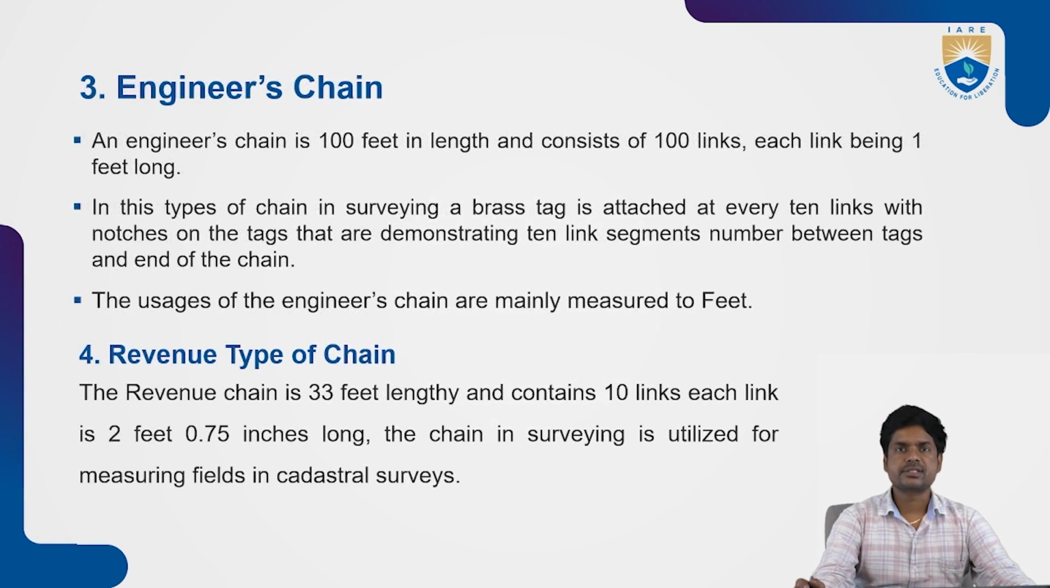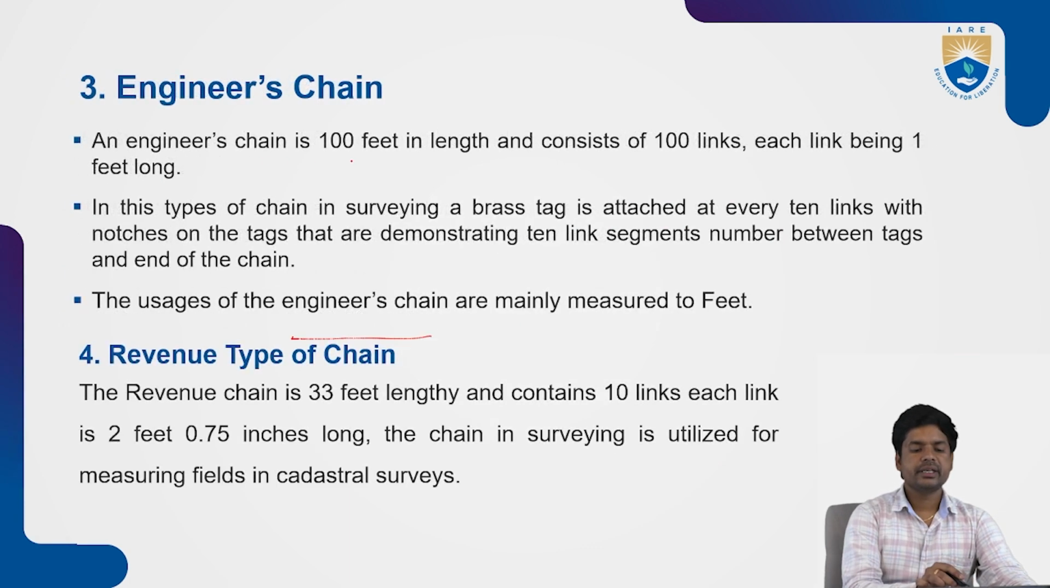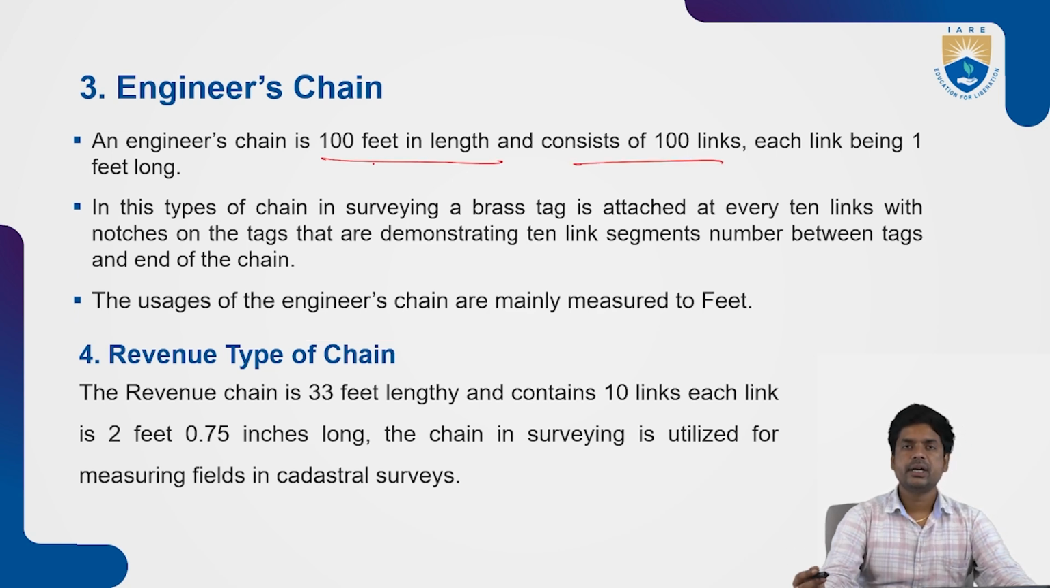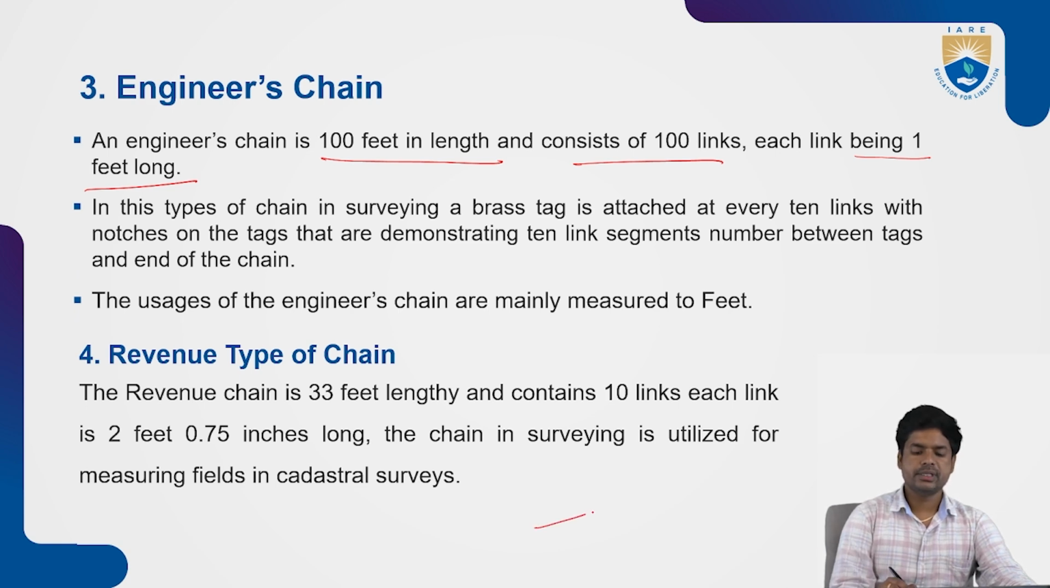Next one, the engineer's chain. An engineer's chain is 100 feet in length and consists of 100 links. The total length of the engineer's chain is 100 feet, it consists of around 100 links, and each link is 1 foot long. Automatically you can tell that each link is going to have 1 foot length.